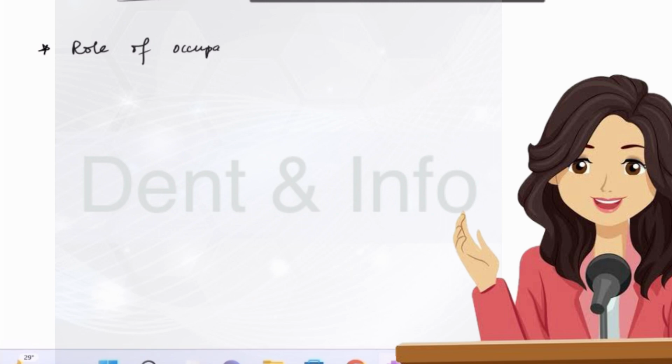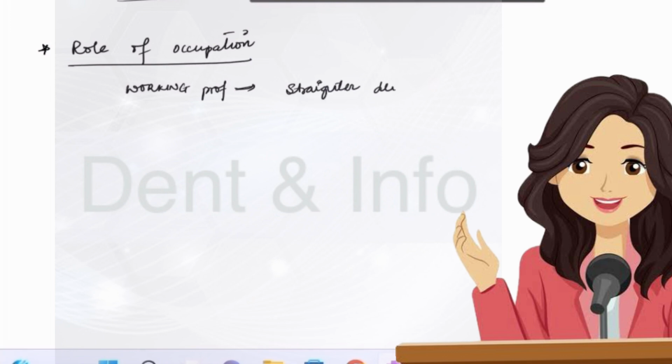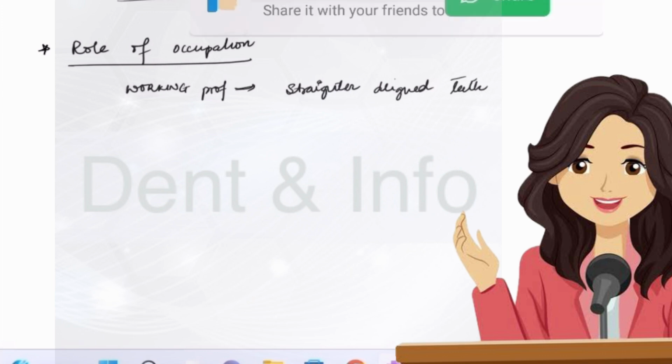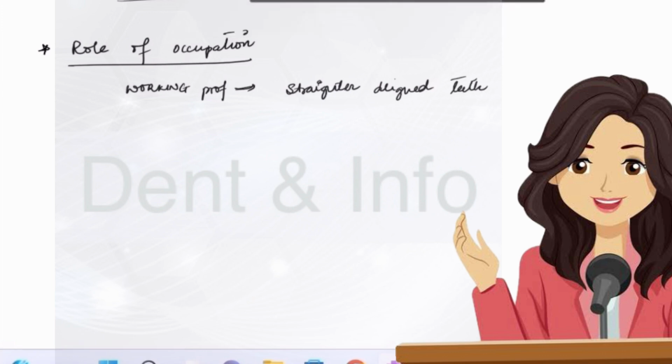occupation. When we are taking a general history of our patient, there is a role of occupation. What is the role? Working professionals, if they are present, what will they prefer? They will prefer a straighter, aligned appearance of teeth. That is something that we derive out of case history. If our patient is a working individual, that individual will prefer straighter, aligned teeth, right?